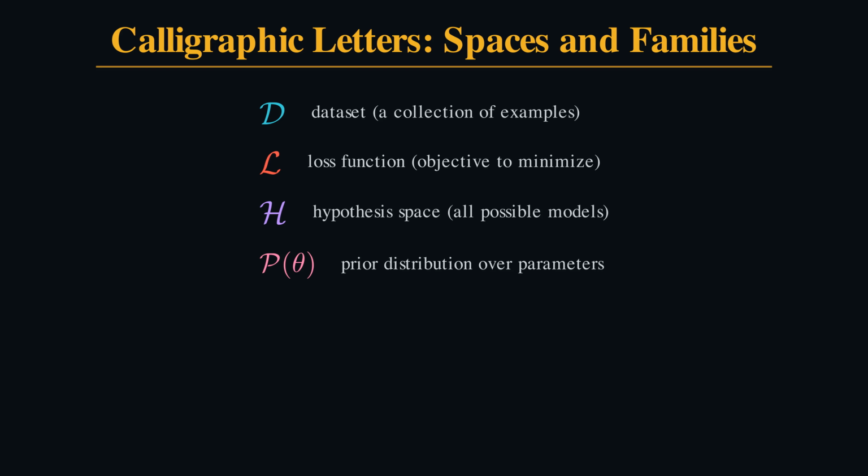Fancy curly letters, calligraphic script, mark abstract concepts. Curly D is the dataset, all your training examples. Curly L is the loss function, what you are trying to minimize. Curly H is the hypothesis space, the set of all models you could pick. And curly P is a probability distribution, often a prior in Bayesian methods. When you see calligraphy, think sets, spaces, families of functions.